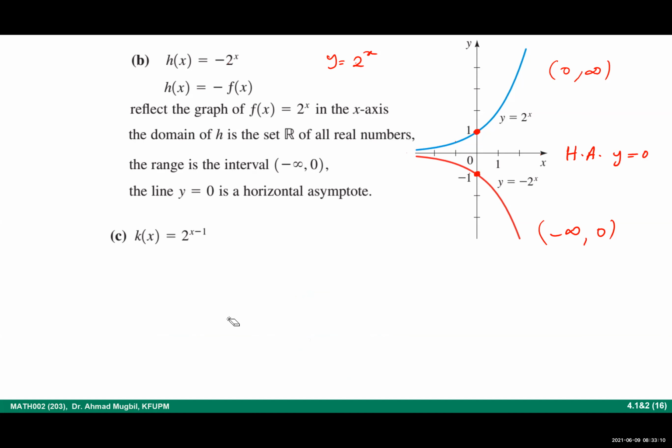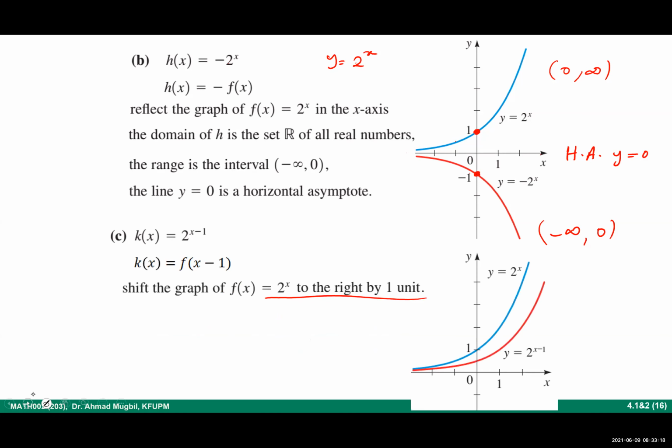But let's look at it just as a horizontal shift to the right. So this will be shifted 1 unit to the right. Now, what you need to do is start with this: sketch the graph of 2 to the power x. This is 2 to the power x. Now, this point, it is (0, 1), so it will now be at (1, 0).